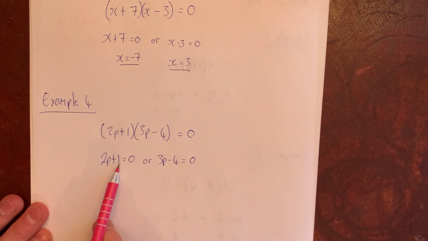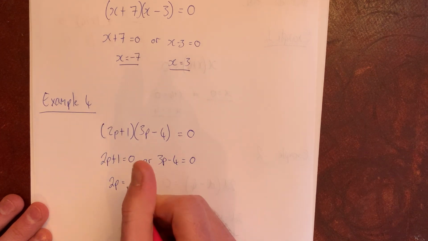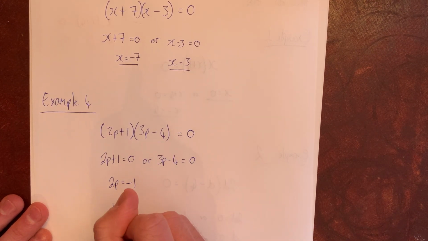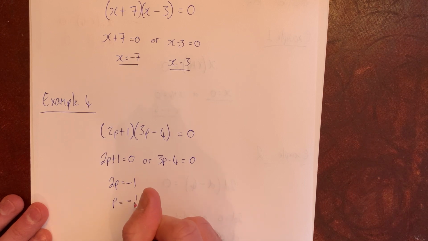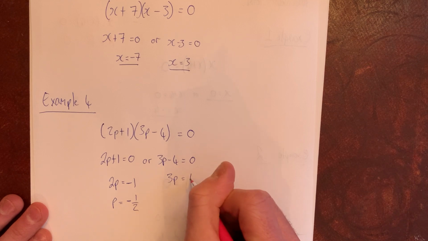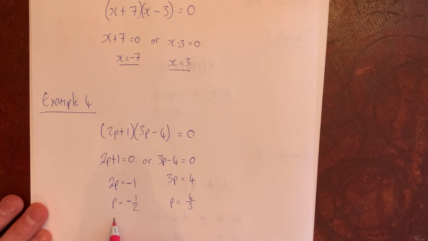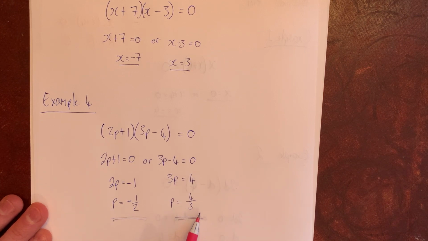First of all, I'm going to move my plus 1 to the other side, so that'll leave me with 2p, where it originally was, and that's equal to negative 1. Finally, divide by your 2, so p is negative a half. Or I've got 3p is equal to 4, and p is equal to 4 over 3. So I have my two solutions, p is equal to negative 1/2 and p is equal to 4/3. So sometimes towards the end, you're going to get fractions as your answers. That's completely fine. Just go with it. That's what we're doing today.